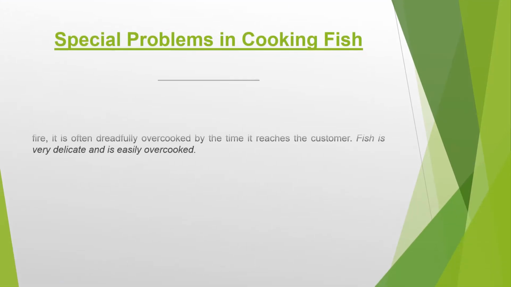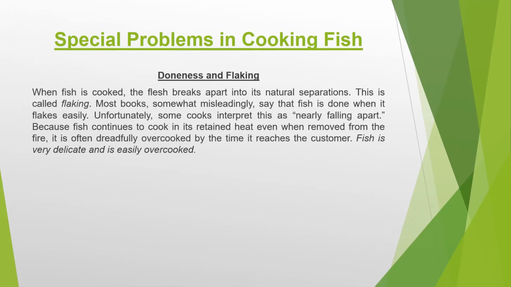Special problems when cooking fish. What are the problems in cooking fish? Doneness and flaking, and I just mentioned this right now. When fish is cooked, the flesh breaks apart into natural separation. This is called flaking. So whenever you cook a fish, by nature, it is going to be breaking apart. But if it is overcooked, it is going to be a whole mess. Believe me, that is going to be a whole mess.